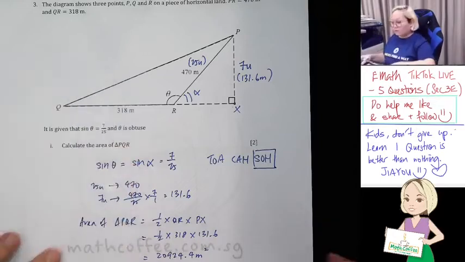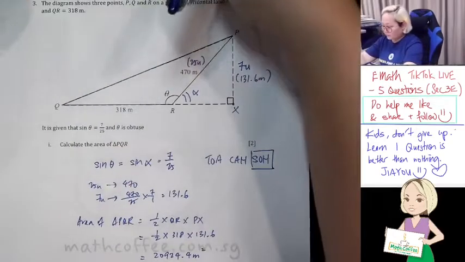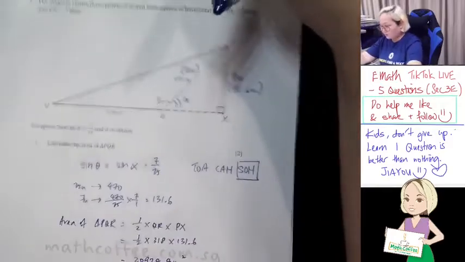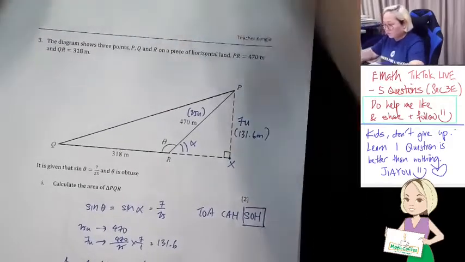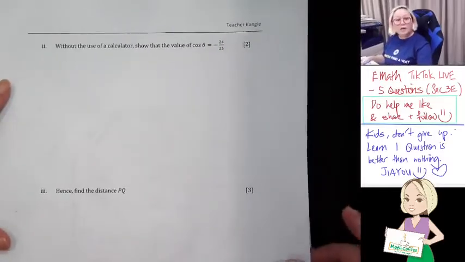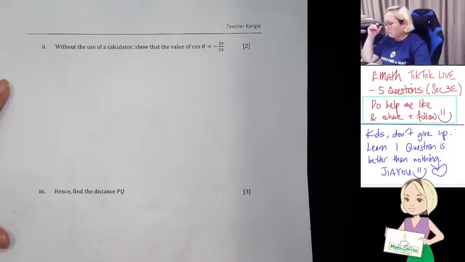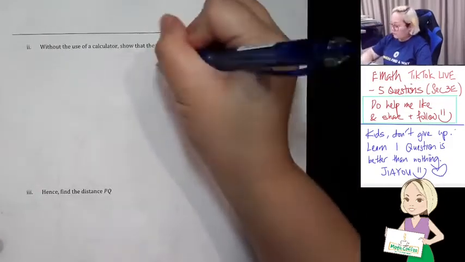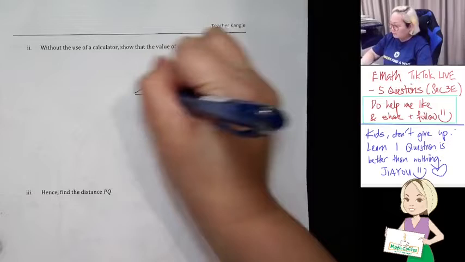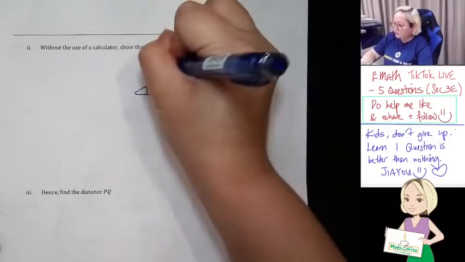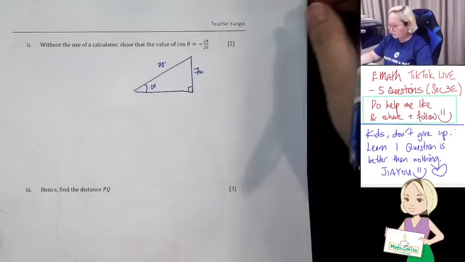Okay, so we are done with the first part. Let's move on to the second part. They say without the use of a calculator, show that the value of cosine theta is equal to minus 24 over 25. So remember the triangle just now, this one was alpha, and we know that this is 7 units, and this is 25 units, and this is 90 degrees.